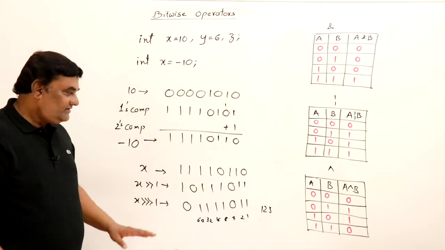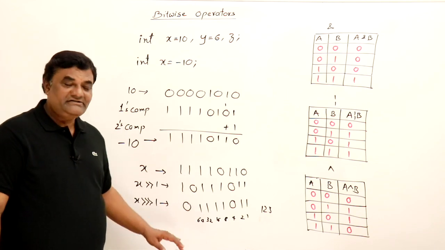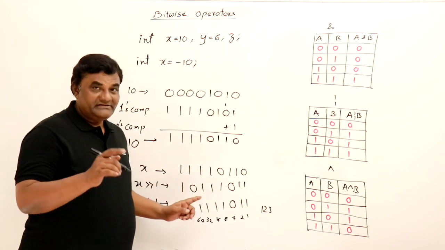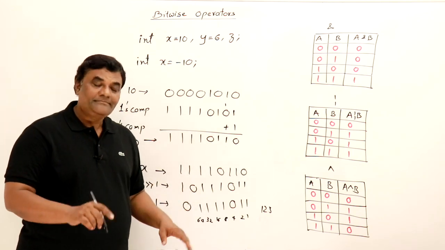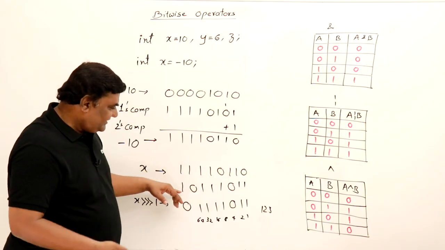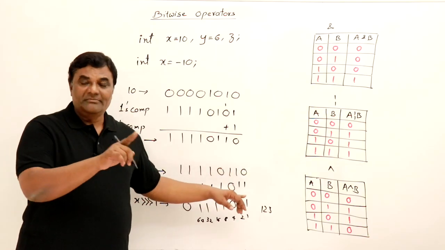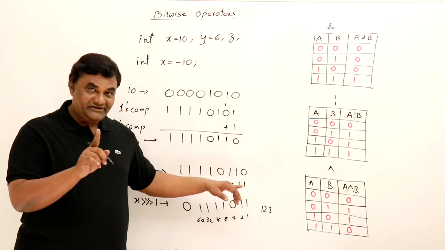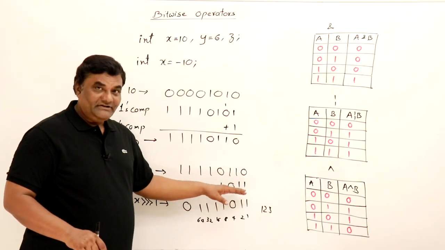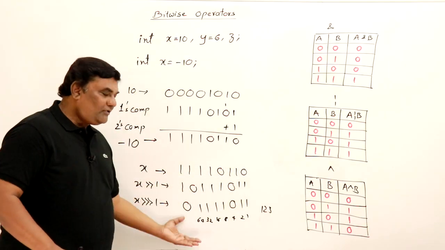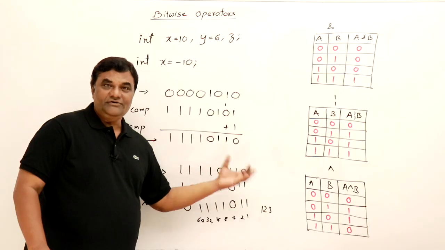So the difference between right shift and unsigned right shift is that in right shift the sign bit is untouched, it remains negative only, and that means it is in 2's complement form. If you want to see the actual number, take the 2's complement of this one. But here the number became positive, and it is positive 123.